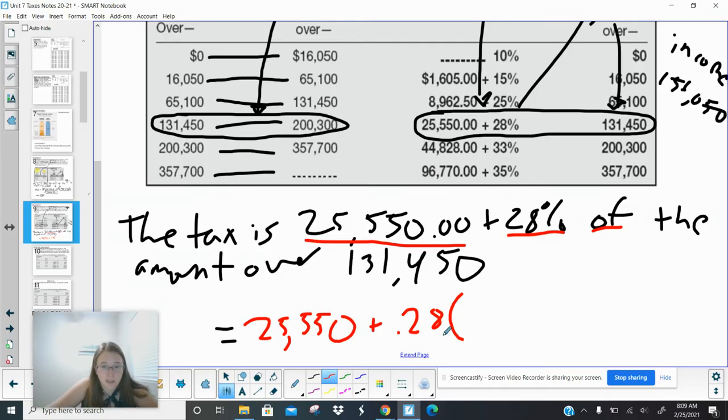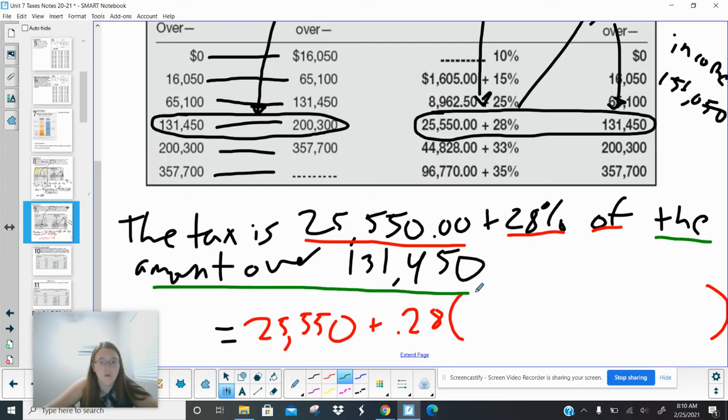So up to this point, this is this number plus 28% of. Again, these parentheses will always happen because of means to multiply, and this is 0.28 times. Now from here, we need the amount over 131,450. What you have to remember is it's referring to how much of your income is over 131,450. It doesn't say that, it just says the amount over. Well, the amount of what? The amount of your income that's over 131,450.